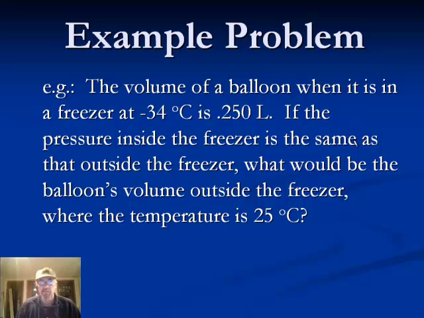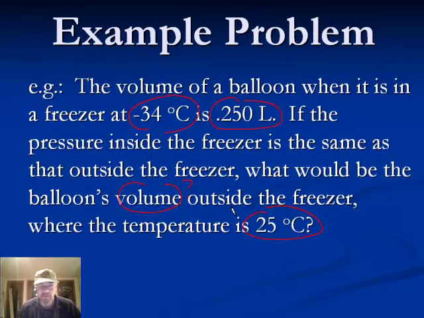Here's an example problem. We have a volume of a balloon given to us in the freezer when it's 34 below Celsius. That's a temperature. Is 0.250 liters. The pressure inside the freezer is the same as the outside pressure outside the freezer, so that means constant pressure. We can use Charles' law. The question here is, what would be the balloon's volume? That's what we're trying to find outside the freezer, and the temperature outside is 25 degrees C.